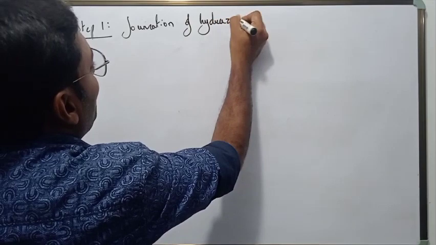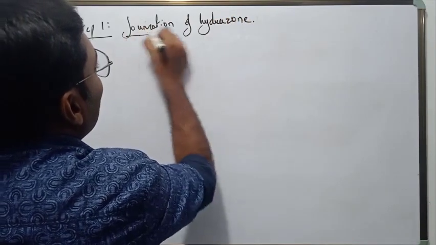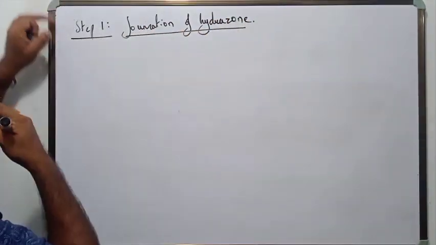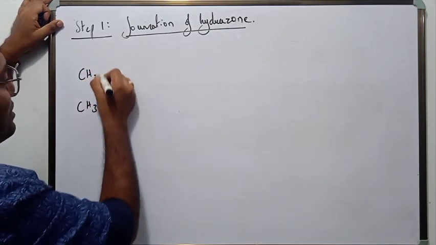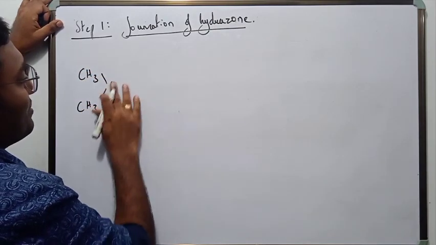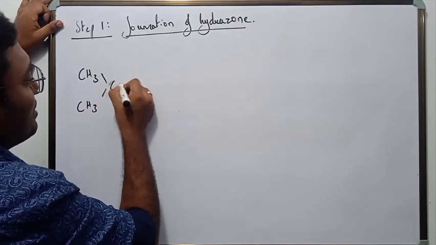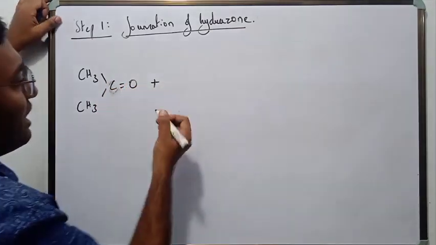You now know what to react with to form a hydrazone. We have already shown: you take the carbonyl compound, here we are taking acetone, and you react it with hydrazine.